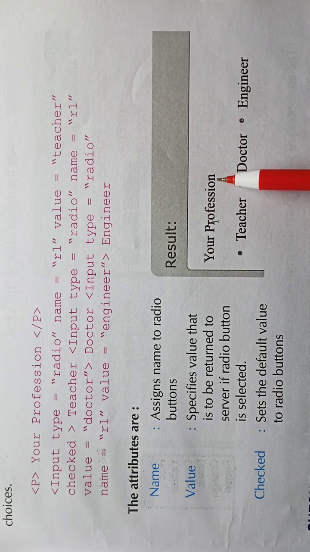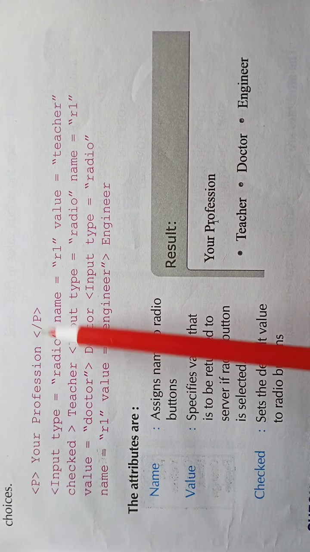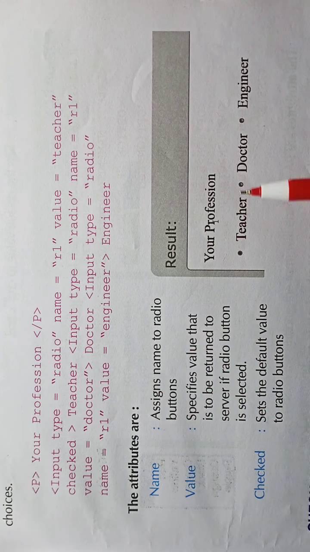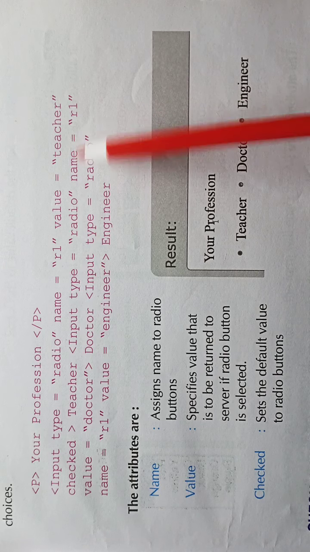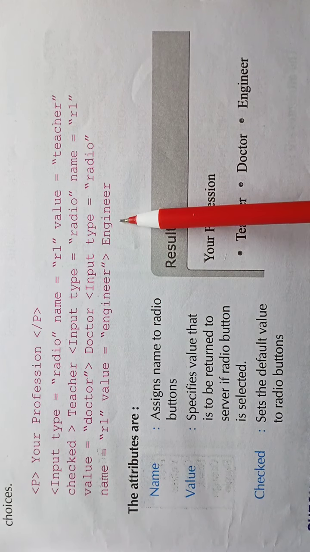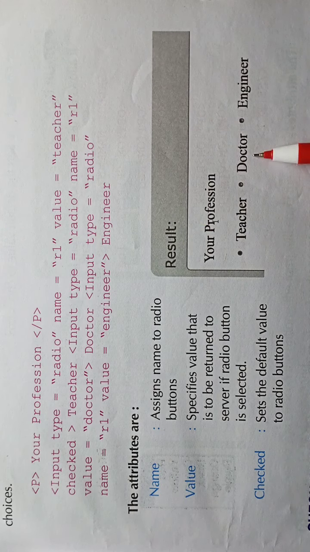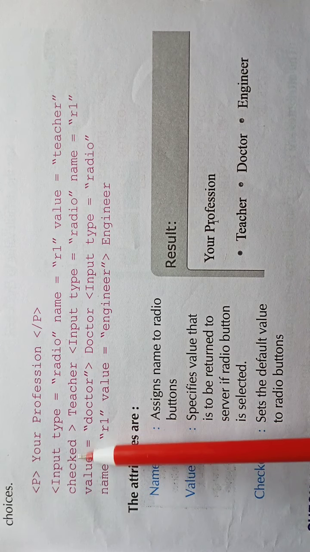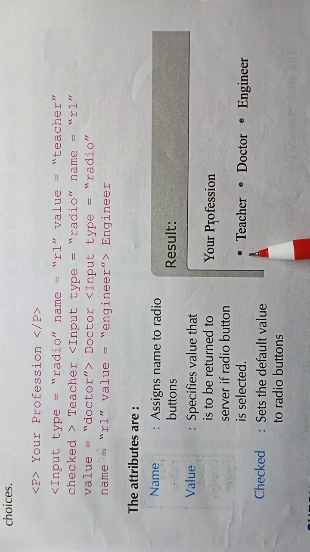Here you can see the result. The result will look something like this. Your profession, because you have already mentioned it in the paragraph, is displayed over here. Then we have created 3 radio buttons. One was with the value of teacher, another with doctor, and the third with engineer. So here we have 3 choices: teacher, doctor, engineer. And with the teacher we said checked. So as soon as you get the output, this teacher will be selected by default.